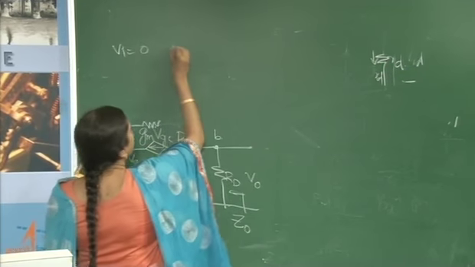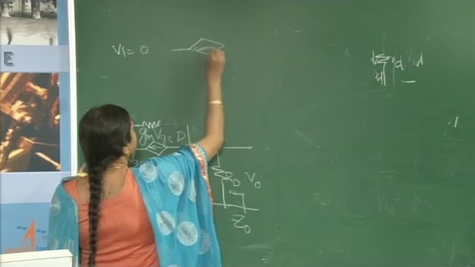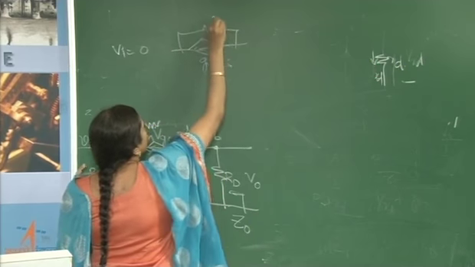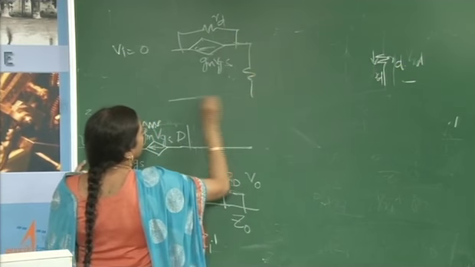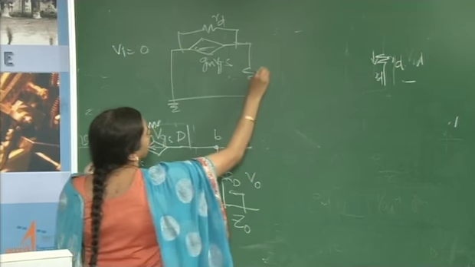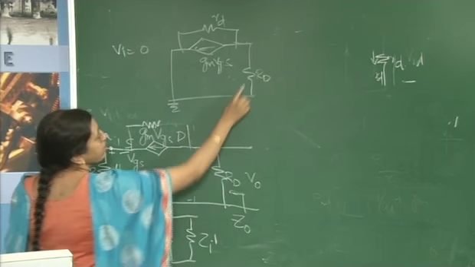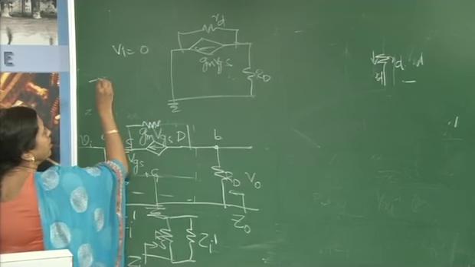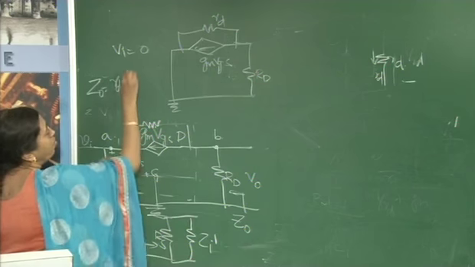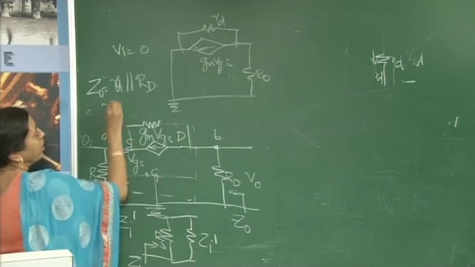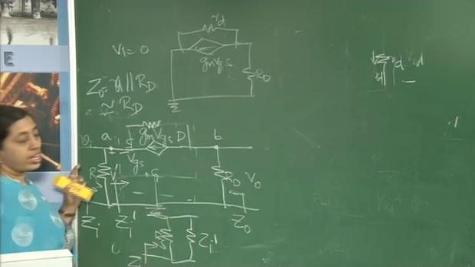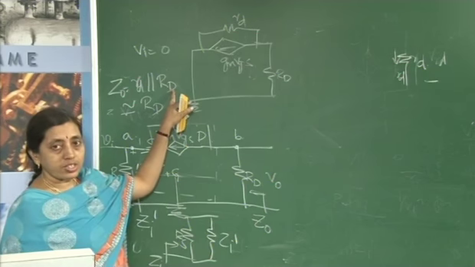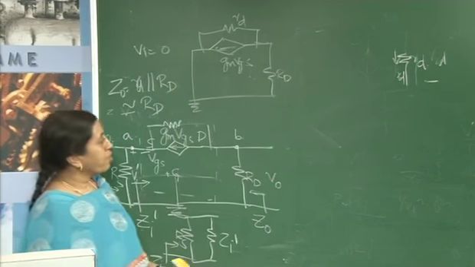The only thing that is left out is this gm VGS and rd across it and RD here, and this point is grounded. So, Z0 is nothing but the parallel combination of rd with RD. So, Z0 is rd parallel with RD. So, it is approximately equal to the value of RD, since rd, the drain resistance, is too large in comparison with the external drain resistance. So, coming to voltage gain.